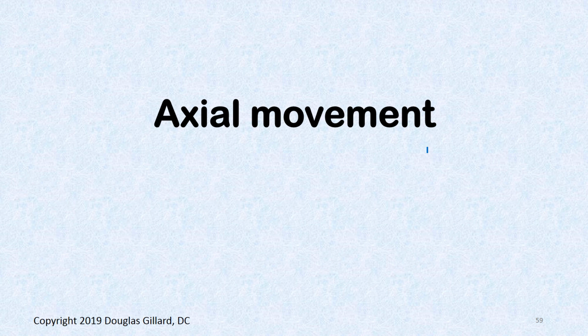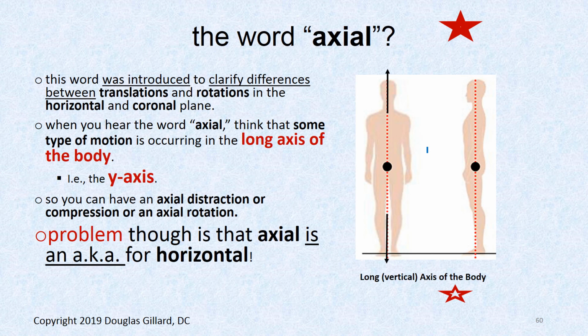to this axial concept. And this was supposed to be invented to make things easy. To me, it just makes things more cuckoo. But nevertheless, it's out there. So the word axial was introduced to clarify the difference between translation and rotations in the horizontal and coronal plane. So when you hear the word axial, think of the y-axis. Right? That's kind of the axis of the spine. The spine is in this y-axis, so that's really what it means.